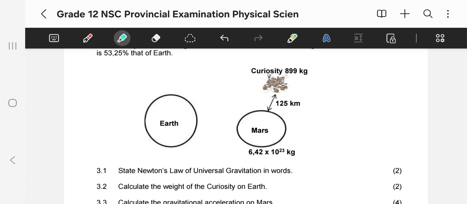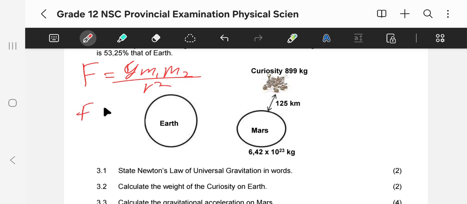The way in which you state this law is to say that, we can use the formula by the way. We know that the formula for Newton's law of universal gravitation is F is equal to G m1 m2 divided by r squared. How do we state it? We will say that each body in the universe will attract every other body with a force that is directly proportional to the product of their masses and inversely proportional to the square of the distance between them. That's how we state it.